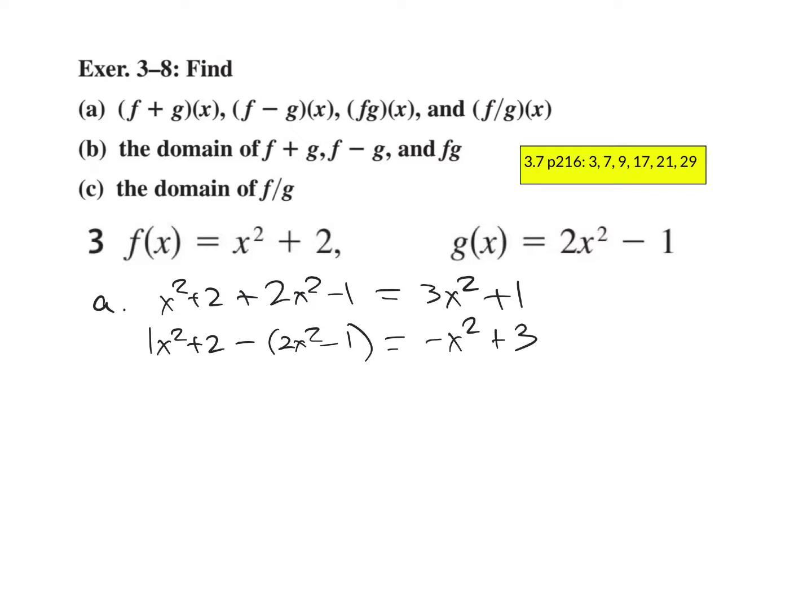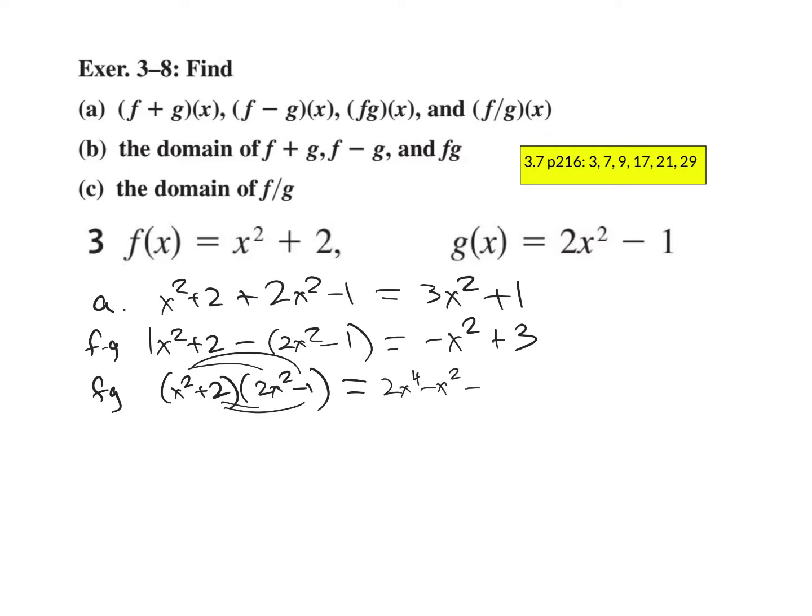And then we have f times g. So that's f minus g, f times g. We take x squared plus 2 and 2x squared minus 1. And you just distribute everything. So 2x to the fourth minus x squared plus 4x squared minus 2. And then simplify that. 2x to the fourth minus 1x squared plus 4x squared is plus 3x squared minus 2.